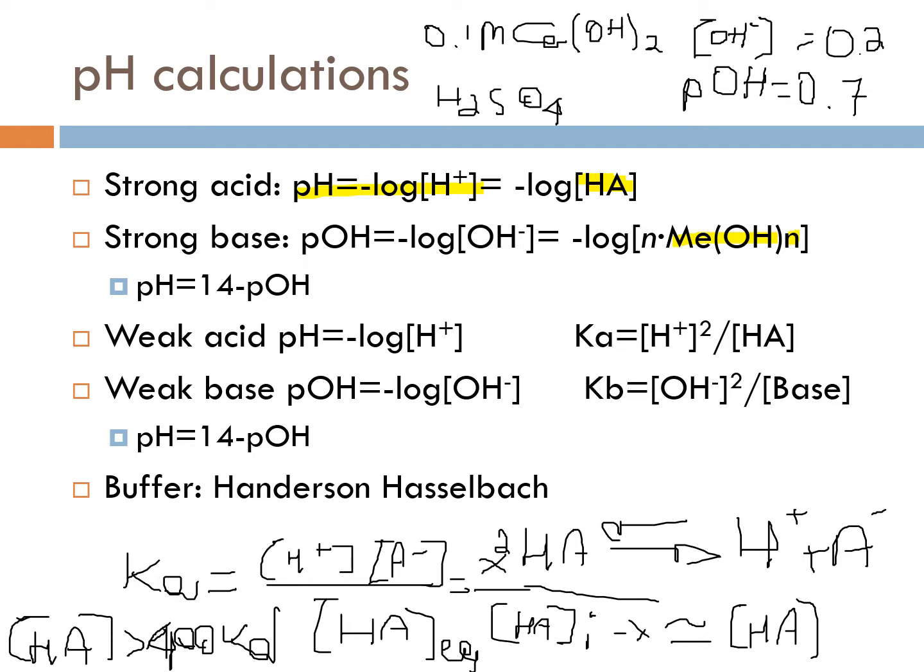And then once you have the H plus, that would be X, you can calculate the pH. For the base it's the same reasoning, except you end up with the concentration of the OH minus, so you calculate the decimal logarithm, you get the pOH, and then you need to calculate the pH as 14 minus that. Then, if it's a buffer, it's the Henderson-Hasselbalch equation that we've seen in the other slide.